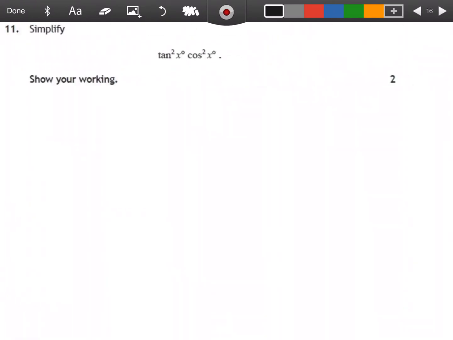Number 11. Simplify tan squared x, cos squared x. They're stuck together side by side. Remember, they're multiplying with each other. Show your working. Right, okay, simplify. Now, this is a trig identities type question. What you need to be able to do for this question is know that tan is sine over cos. Okay, tan is sine over cos.